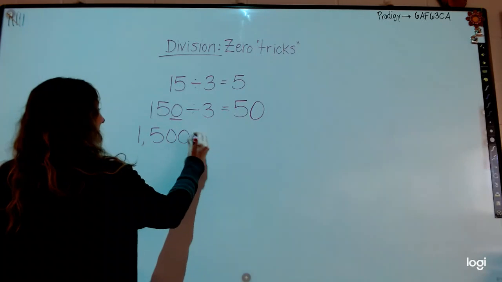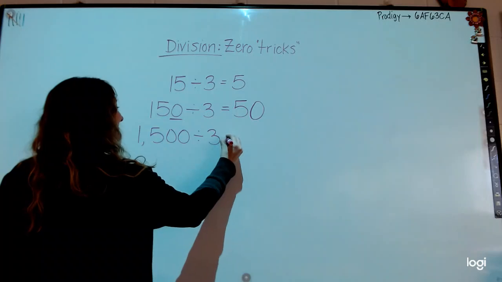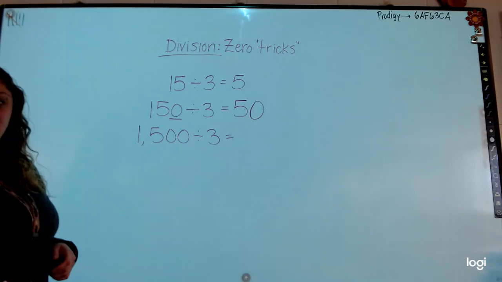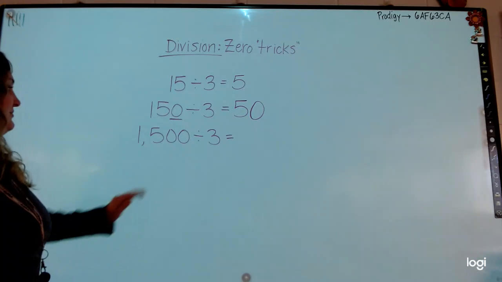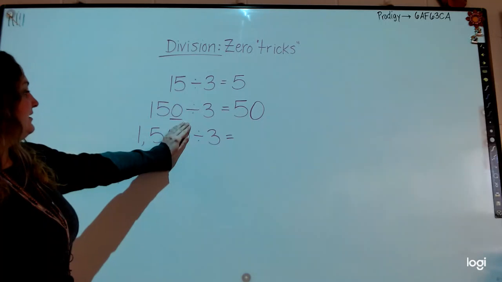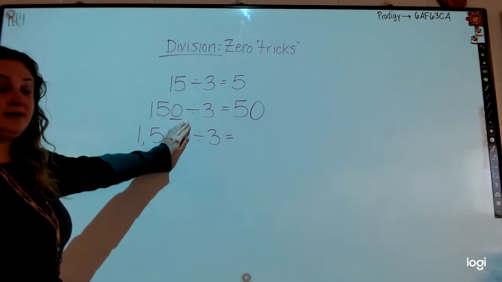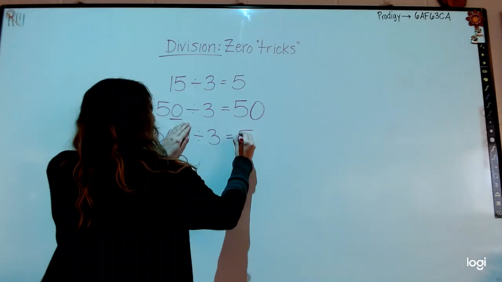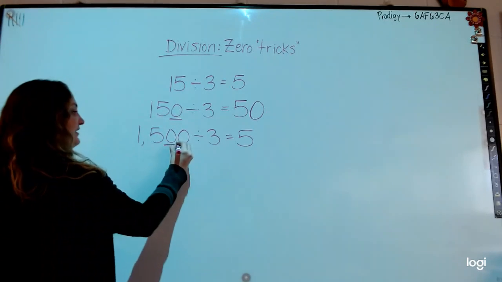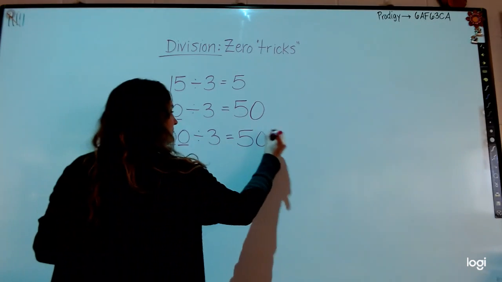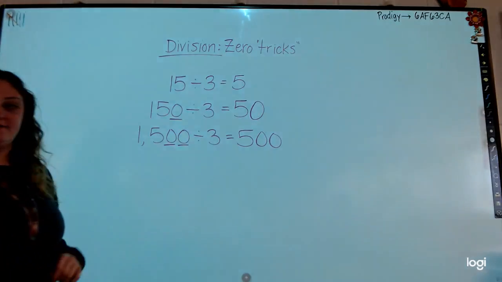1,500 divided by 3. All right, we know our first step. We need to cover up the zeros to make our problem simpler. So 15 divided by 3, I can do that. That's 5. And I covered up 2 zeros. So my answer would be 500.